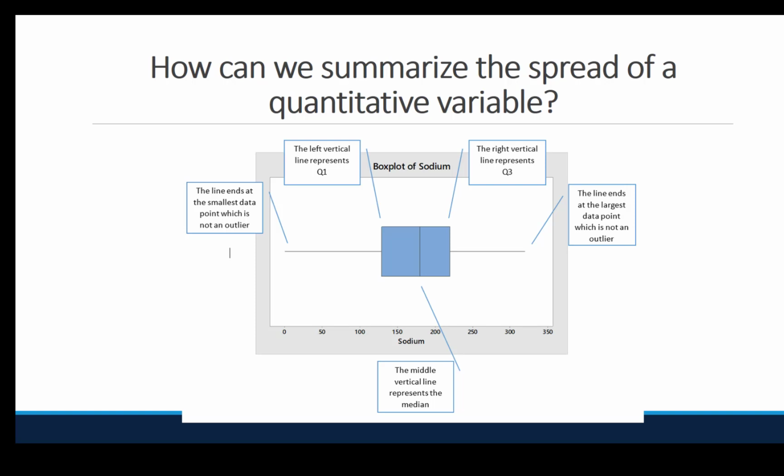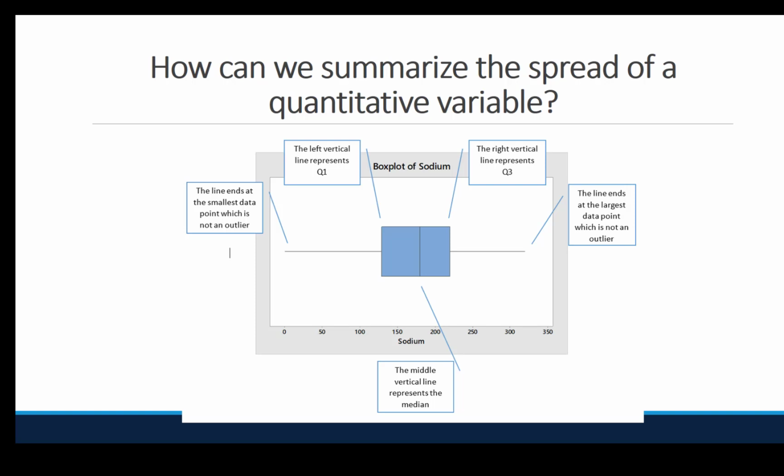Here we have a box plot of the variable sodium. This output was generated using a statistical software named Minitab. Looking here, we can see that we have vertical lines at Q1, Q2, and Q3 with a box around them. Located inside that box is 50% of the data.